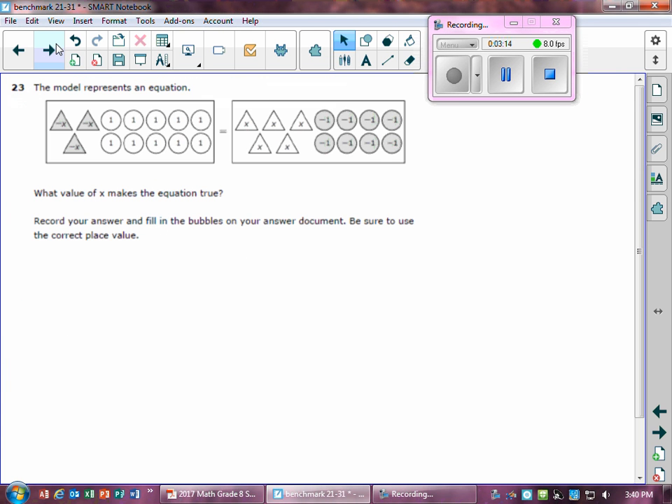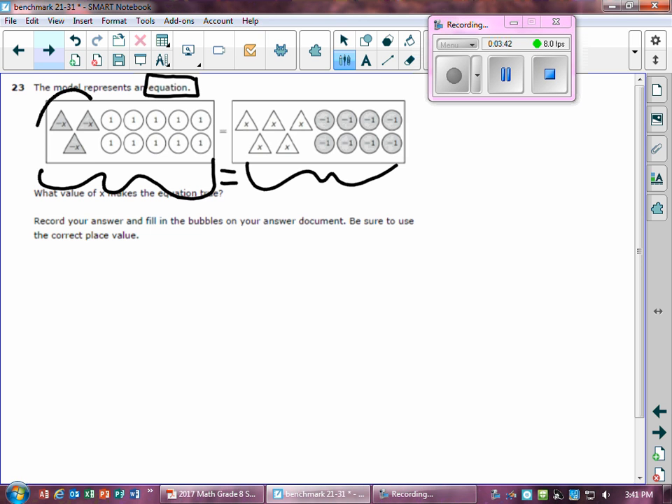Let's go ahead and look at number 23. A lot of you got this wrong, not sure why. It's a simple equation. It says the model represents the equation, and here's where it tells you equation. You're writing an equation. It asks what value of x makes the equation true. So you're basically writing the expression for this side equal to the expression for that side. Remember to balance it.